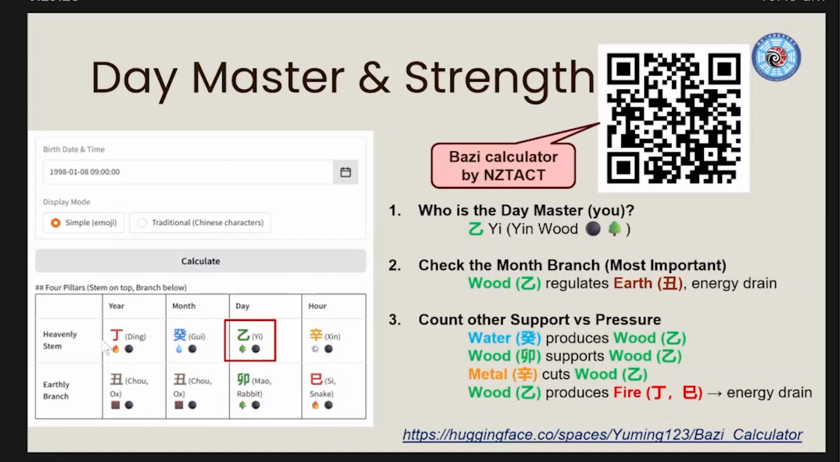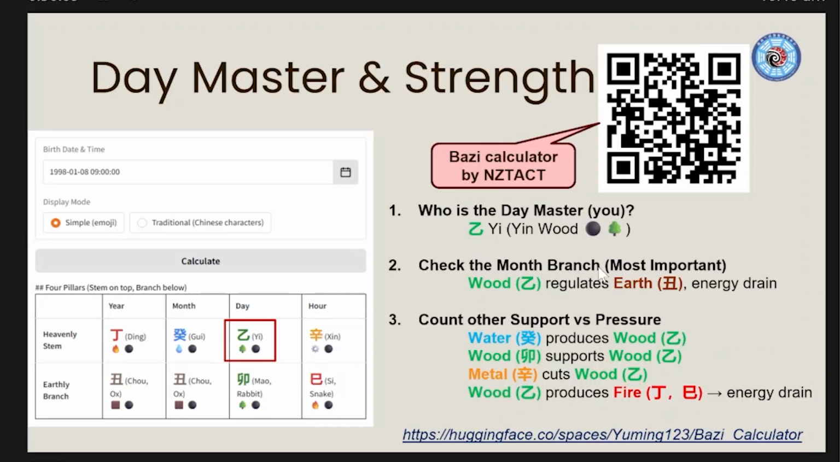After we get these patterns, how can we read and analyze them? I have summarized 3 steps for you, so we can just do it step by step. The first step is to find out what we call the day master. The day master is directly translated from Chinese, but we can understand it as the main character of this chart, the main element of you. It's the core element.